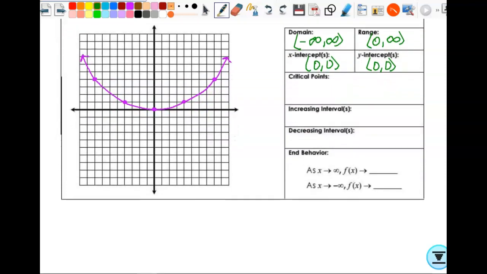Do you have any critical points? Absolute minimum. And that is also at 0, 0. Am I increasing anywhere? Yes. Where do I start increasing? 0. So 0 to infinity, and then I'm decreasing negative infinity to 0. And then my end behavior, both ends go to what? Infinity. So I'm just putting little infinities in there. Any questions about those? We good? All right, perfect.